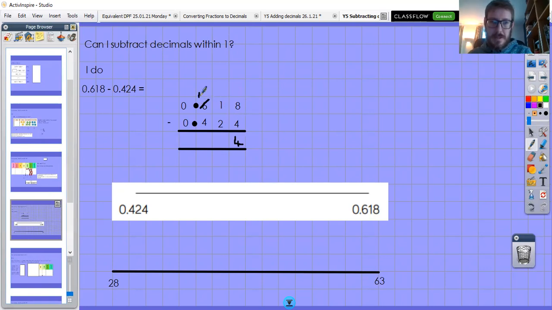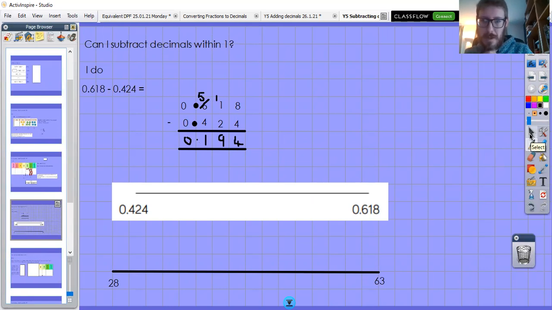So I'm going to need to exchange, just like we did with the place value charts. So I'm going to exchange 1/10 for 10 hundredths. Okay, so then I can do 11, take away the 2, gives me 9, and then 5, take away the 4, is 1. And I've got to put the 0 point so I know that it is less than 1 and it is 0 point something. So 0.194.